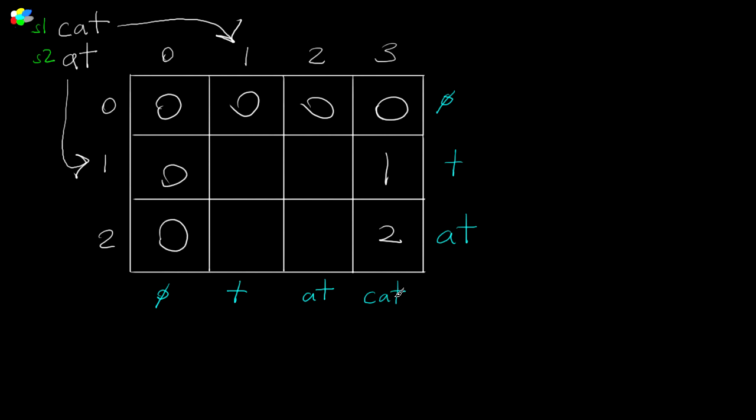And then here we have "at" and "at". Well, that's just 2. T and "at", that's 1. "At" and T, that's 1. T and T, that's 1. And there you go. So this is the table for each of the sub-problems in our pair of original input strings, "cat" and "at". And we can see it's pretty simple to understand what each of these cells, what this number means when we label it like this.